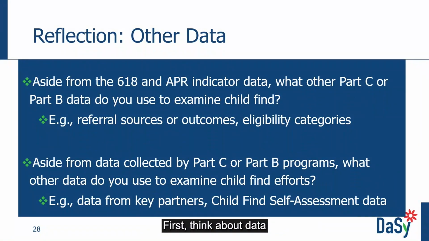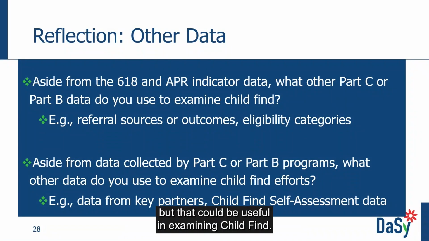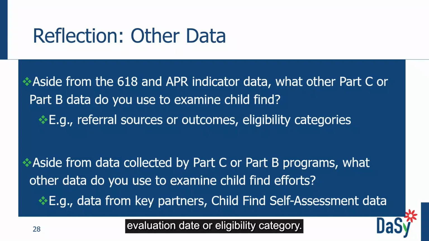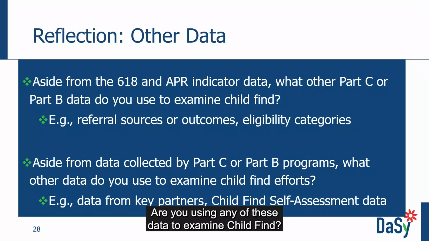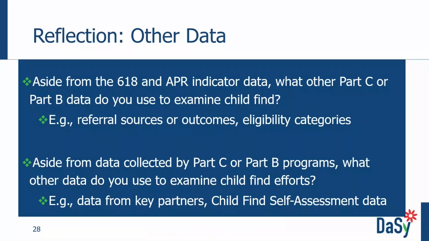First, think about data that Part C or Part B program collects that is not reported as part of 618 or APR data, but that could be useful in examining child find. This might include data such as referral source, outcome of the referral, reason for decline, evaluation date, or eligibility category. Are you using any of these data to examine child find?